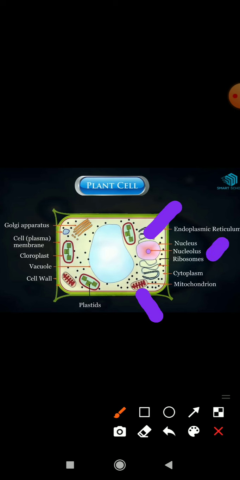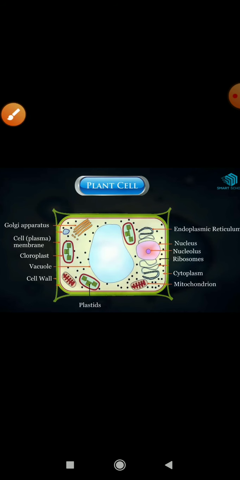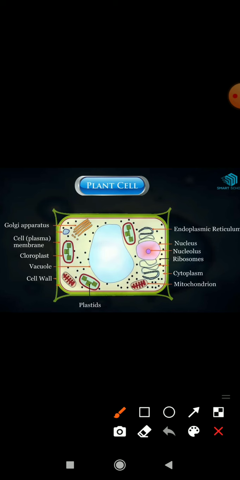And after that, ribosome. The function of ribosome is protein synthesis. Protein plays a major role in our life because proteins are responsible for our growth. In ribosomes the protein synthesis process occurs. After that, the tiny particles like cytoplasm and mitochondria. Mitochondria we call the powerhouse of the cell.